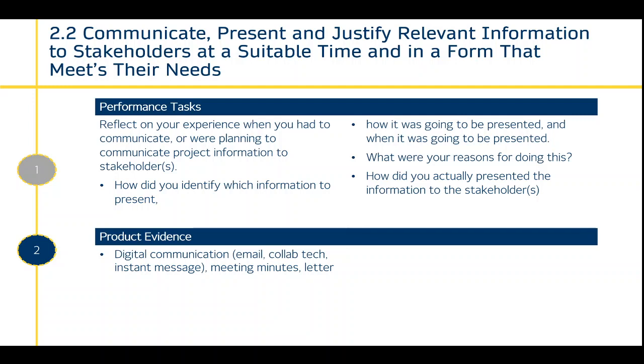And there's a strong link here with the communications unit as well. Reflect on your experience when you've had to communicate or are planning to communicate or present project information to stakeholders. How did you identify which information to present? How was it going to be presented? And when was it going to be presented? What are your reasons for doing this? How did you actually present the information to the stakeholders? Product evidence would be digital communication, email, collaborative tech, instant message, meeting minutes, or a letter.